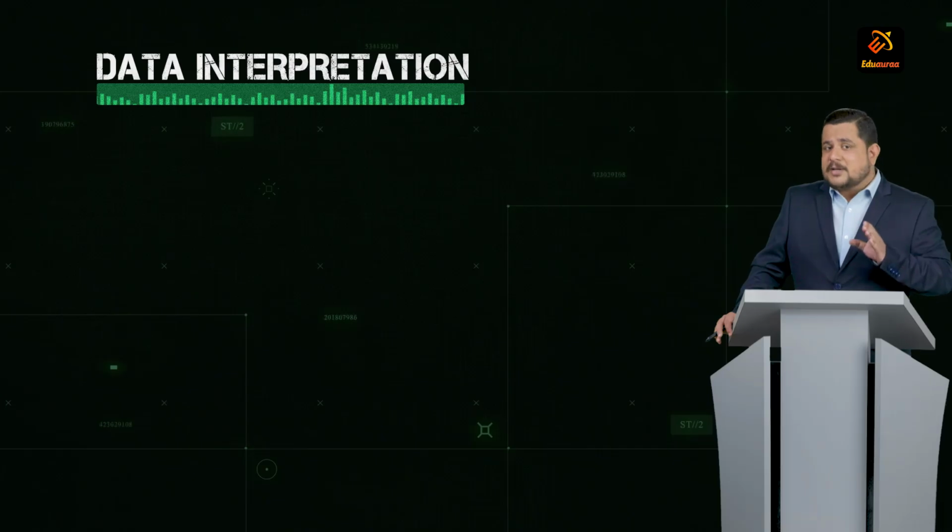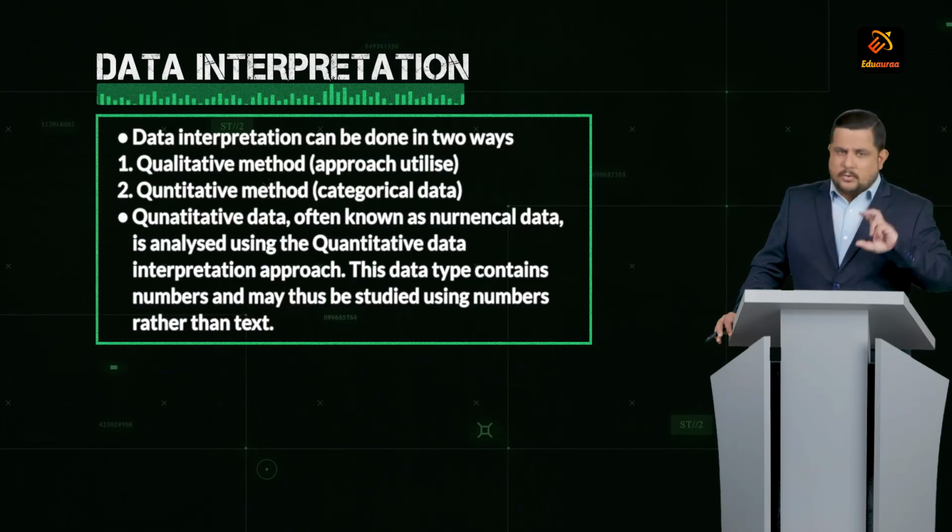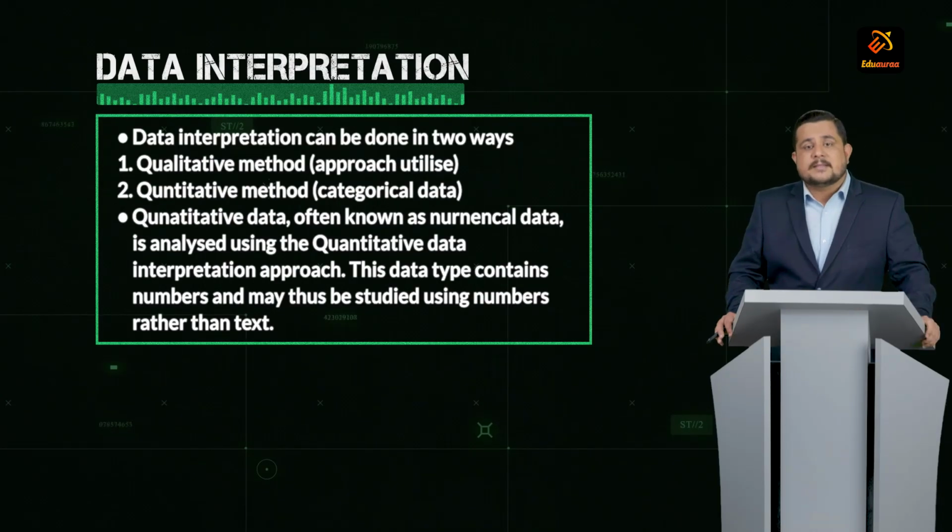Now, data interpretation can be done in 2 ways. You can solve in 2 ways. It depends on the quantitative procedure and the qualitative procedure. So first of all, we will go for qualitative. So what is the qualitative method? It is used to evaluate qualitative data, also known as categorical data.